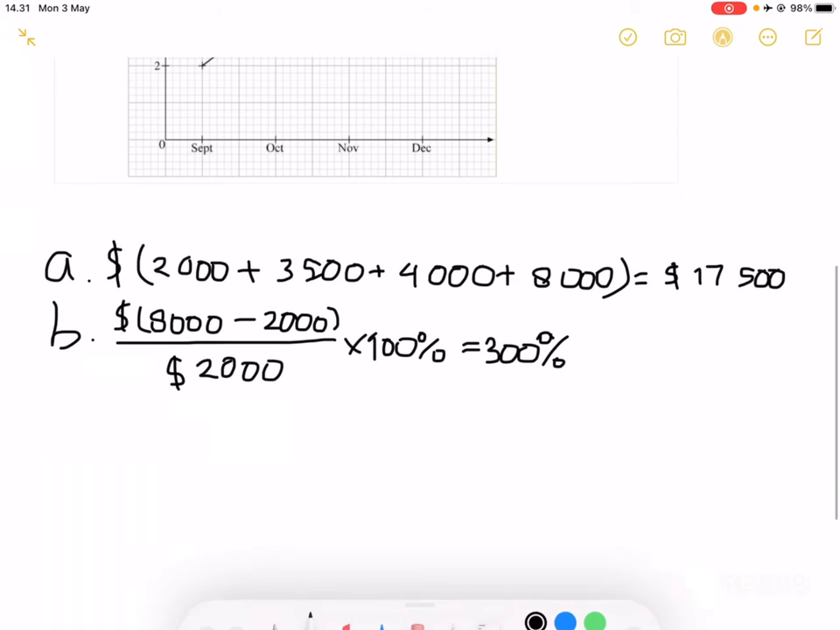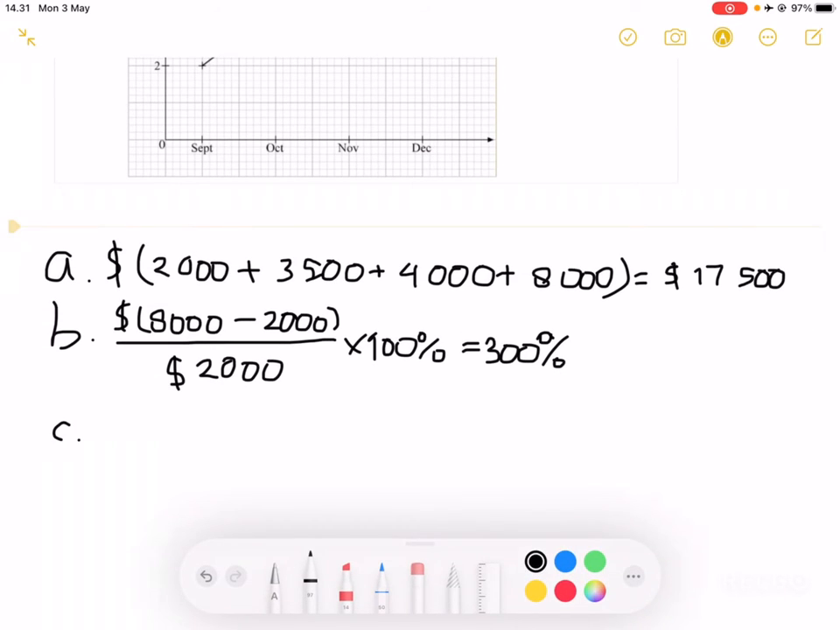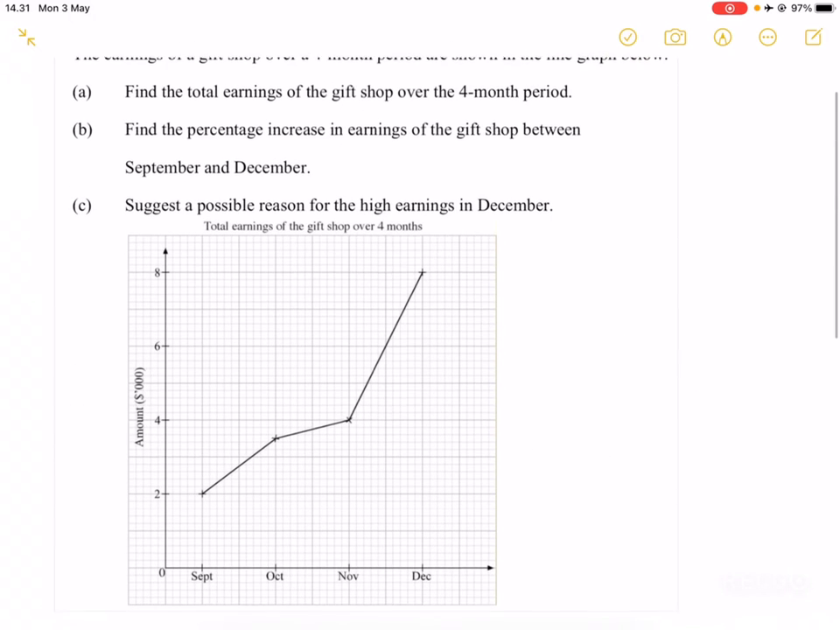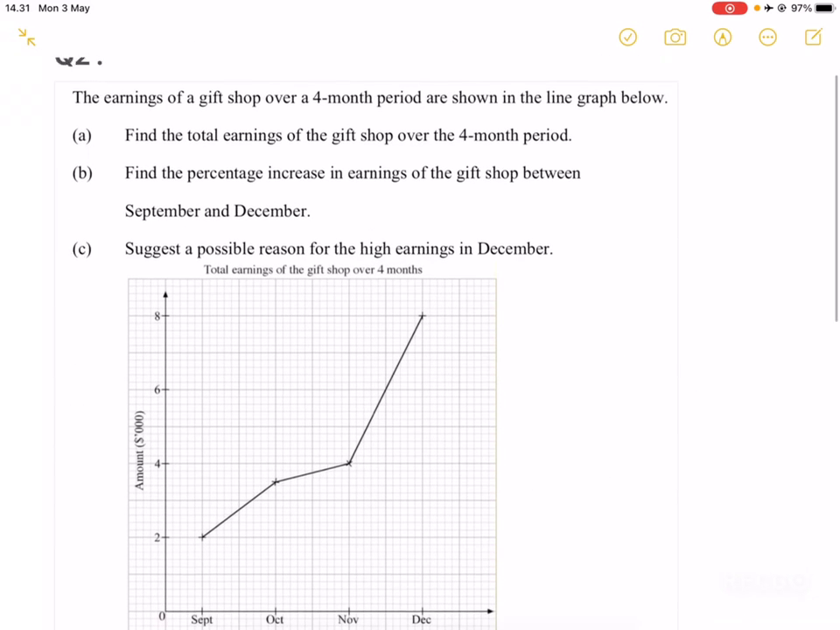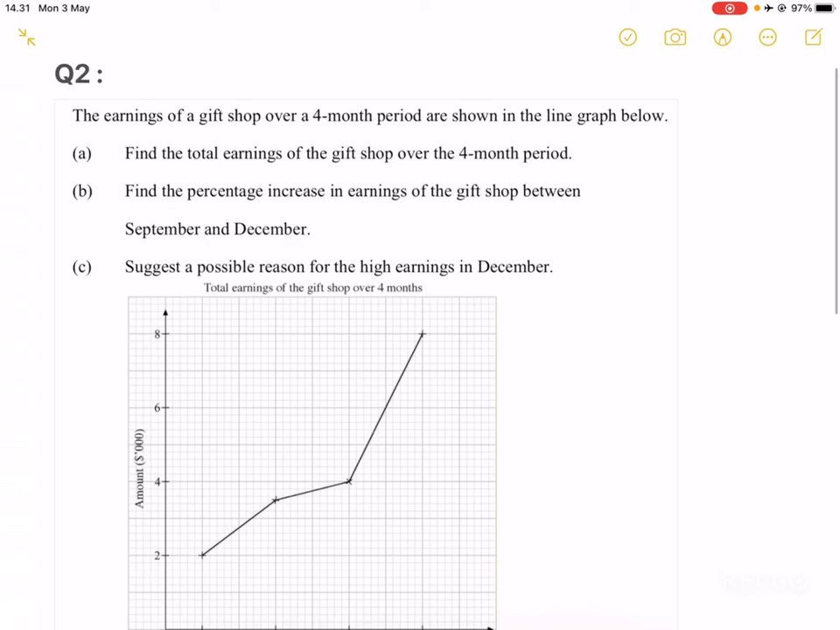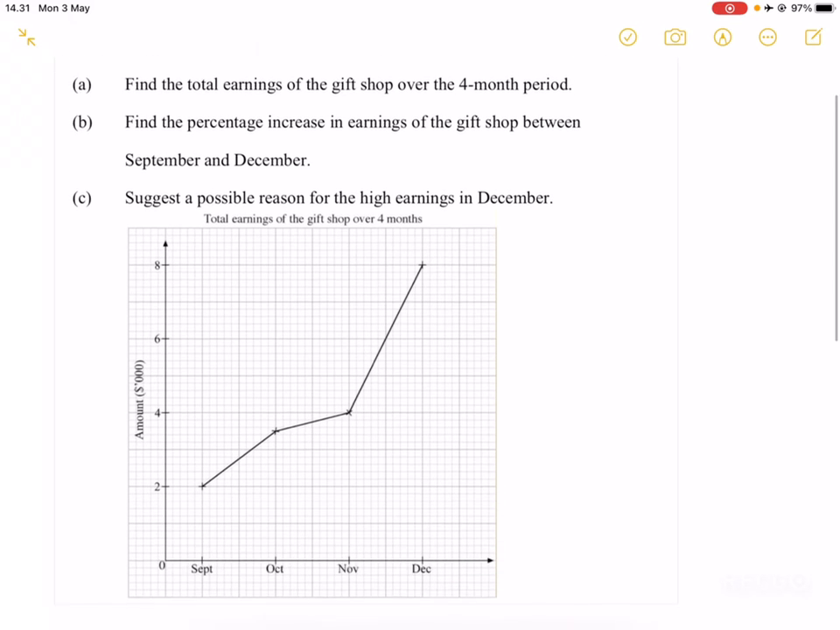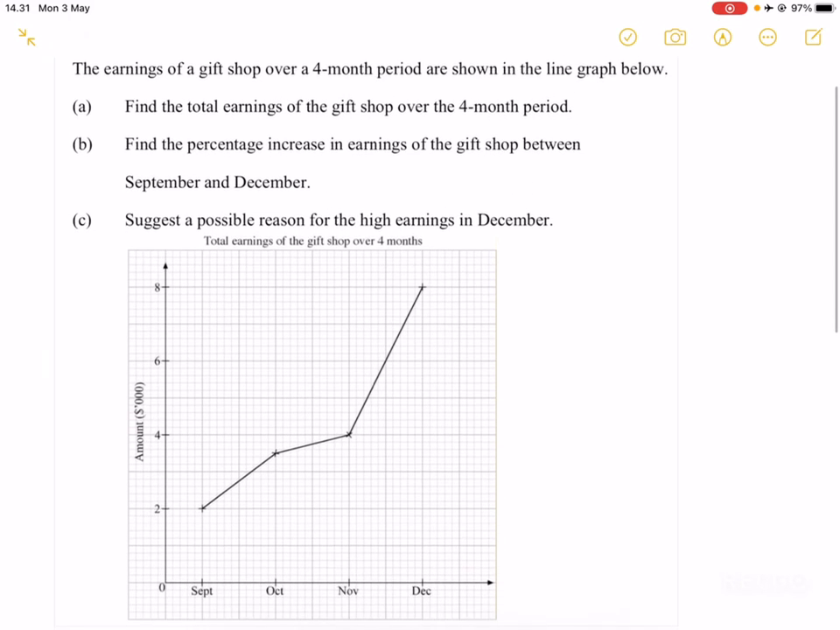And to be fair, that is a pretty huge increase in terms of earnings. And for part C, as I said before, it is a free response question, and everyone might have different answers for this.